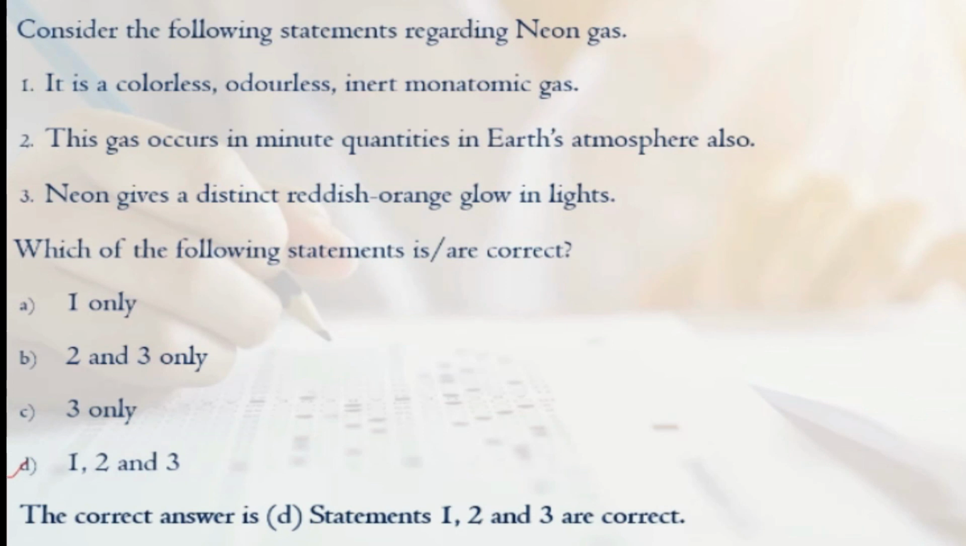Neon is a chemical element with the symbol Ne and atomic number 10. It is a noble gas. It is a colorless, odorless, inert monoatomic gas under standard conditions with about 2/3 the density of air. Neon gas occurs in minute quantities in Earth's atmosphere and is trapped inside the rocks of Earth's crust. Neon gives a distinct reddish-orange glow when used in low voltage.